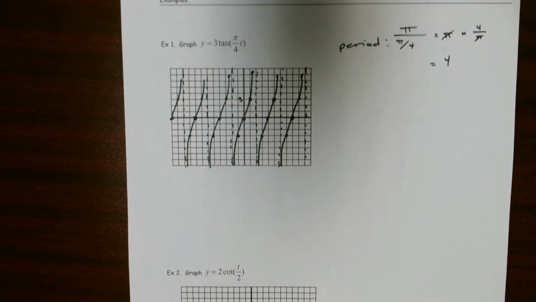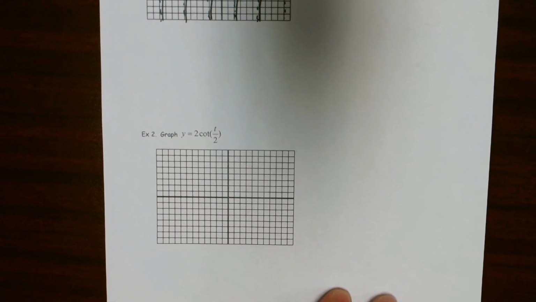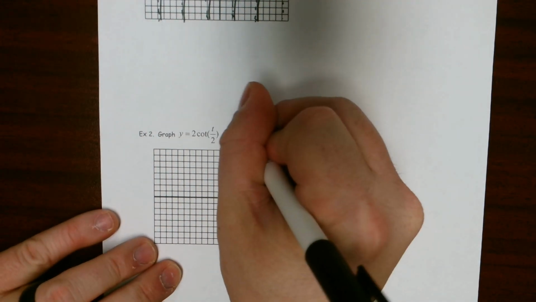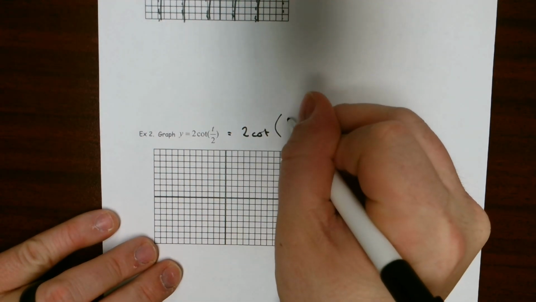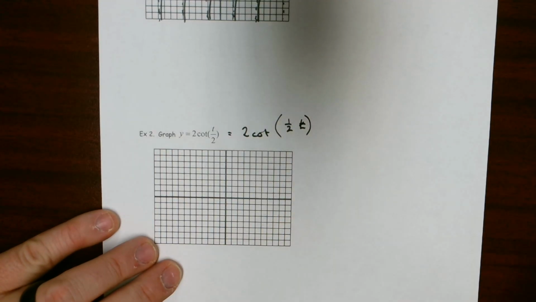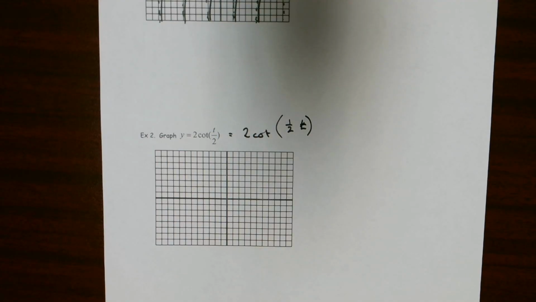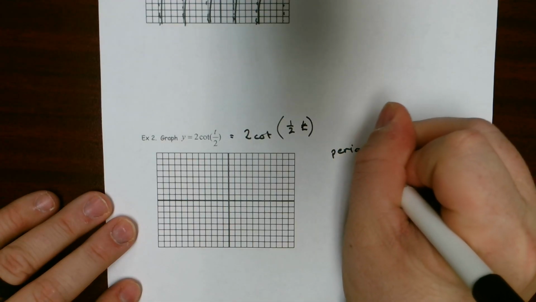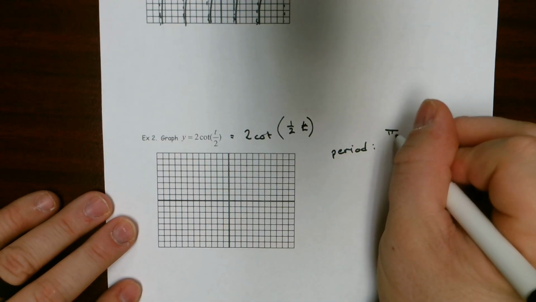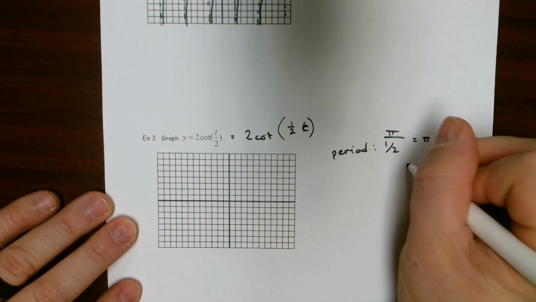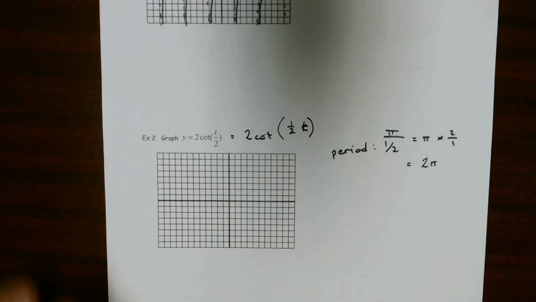Okay, so let's go ahead and do a cotangent one. This one looks a little uglier than you think. We just need to remember that this t over 2, x over 2, whatever, is actually, we can write this as 2 cotangent of 1/2 t, not an x, t. Okay, so our b value is 1/2. It's that simple. So let's go for it. Period is pi over 1/2, which is pi times 2 over 1, which is 2 pi.